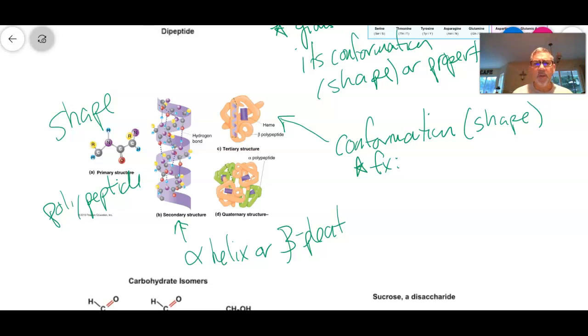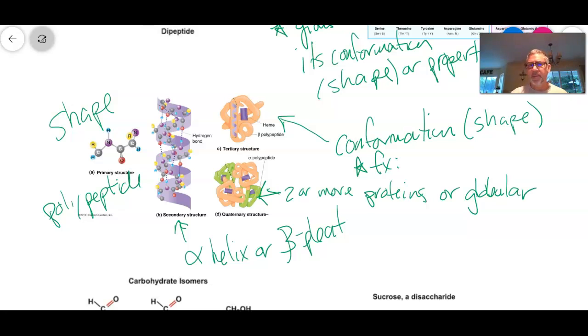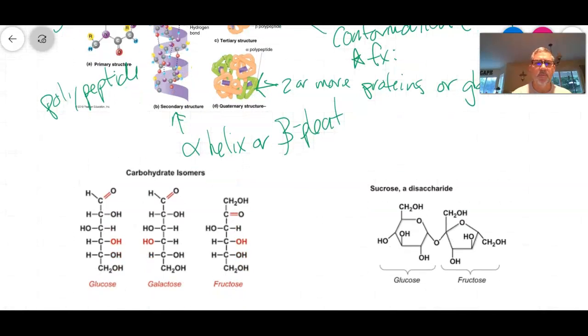Okay. In a quaternary structure, remember this is two or more. Two or more proteins are what's called a globular protein. Okay, so if it has two or more proteins and I change an amino acid, I will change its quaternary structure as well, because I change the folding of at least one of the amino acids. Okay, so important to remember.